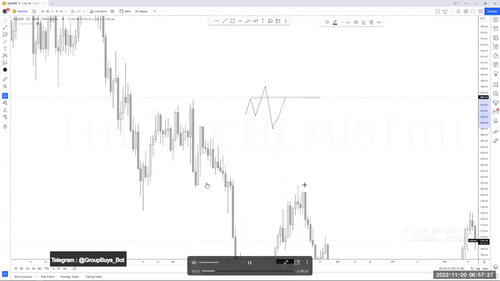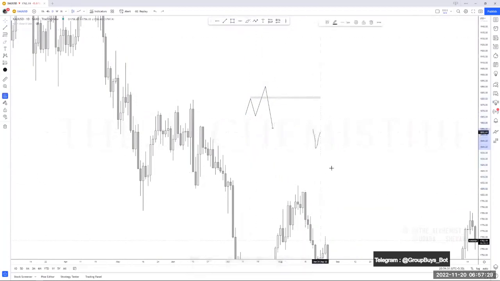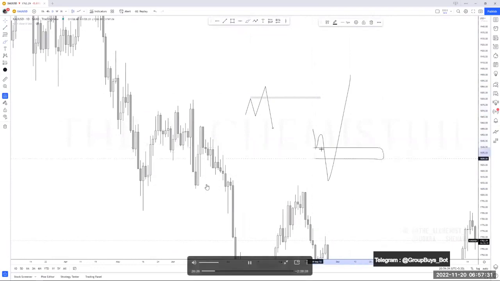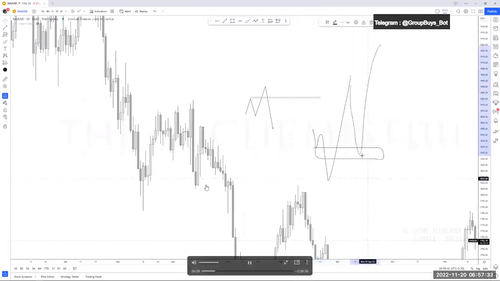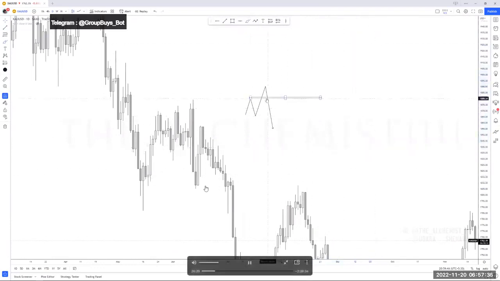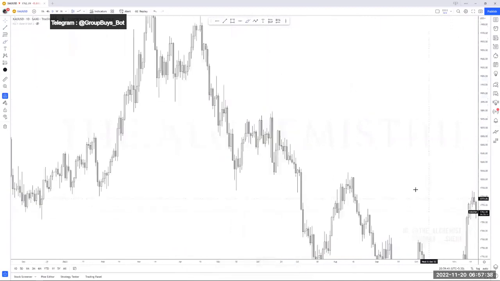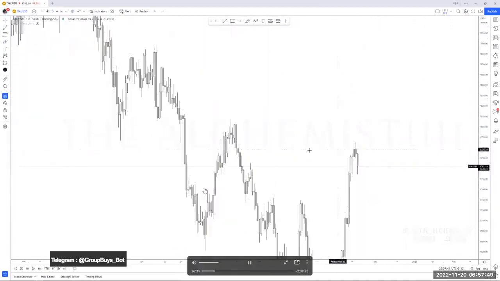So we can even expect a move like this. Same thing, these areas could be used as our zones of interest. You get that, right? Very simple, because a lot of smart money traders use it already. That's why I pointed it out. Now look at this.